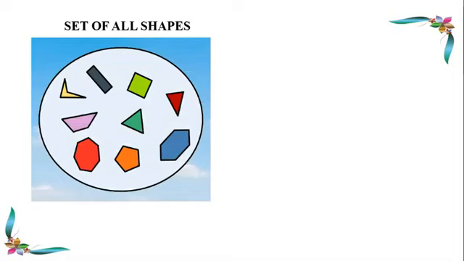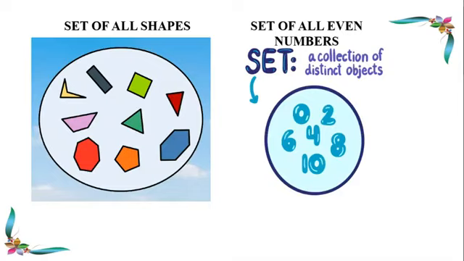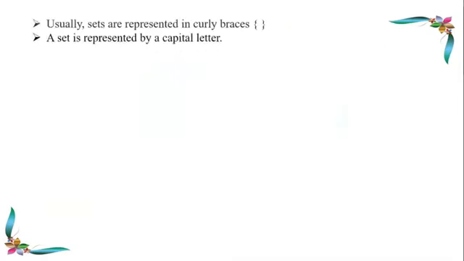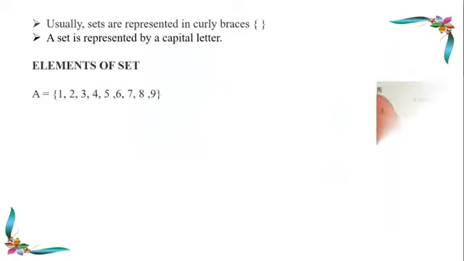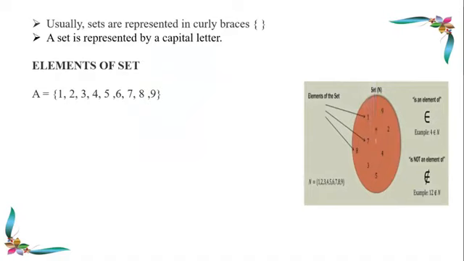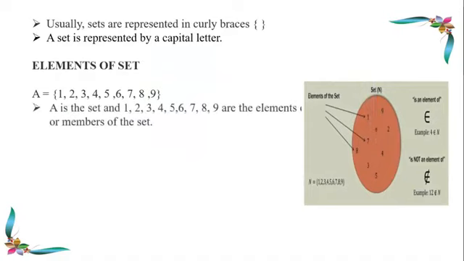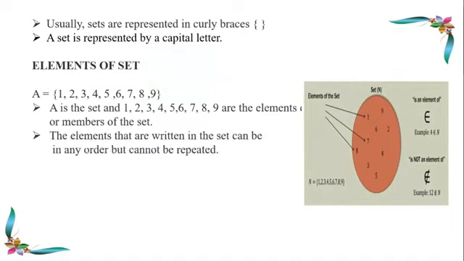Now let us consider the set of all shapes, and the set of all even numbers. These are examples of sets. A set is a collection of objects and it is represented in curly braces. The set is represented by a capital letter. For example, A equal to {1, 2, 3, 4, 5, etc.}. So, A is the set and 1, 2, 3, 4, 5 are elements, or we can call them members, of the set.